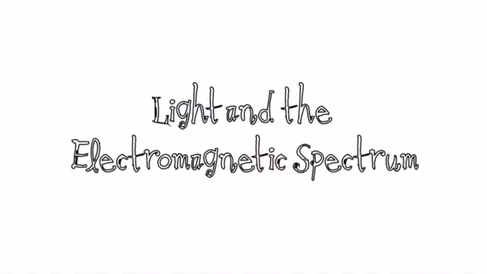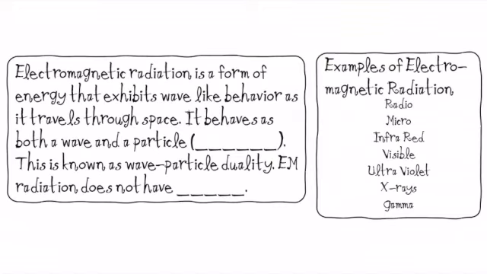Light in the electromagnetic spectrum. Electromagnetic radiation is a form of energy that exhibits wave-like behavior as it travels through space. It behaves as both a wave and a particle, called a photon. This is known as wave-particle duality. Electromagnetic radiation does not have mass. Examples of electromagnetic radiation are radio waves, microwaves, infrared, visible light, ultraviolet, X-rays, and gamma rays.